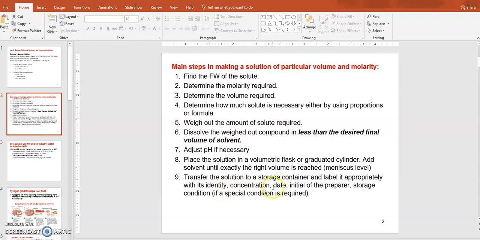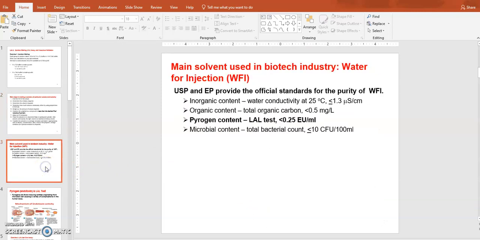Your label should have all the essential information, such as what it is, the name of the solution, concentration, date when you made it, and who made it, your initial. Okay, so those will be the essential information. So put a tape on your bottle with this information written on it. That's how you make a solution. So that will be your first exercise you need to carry out.